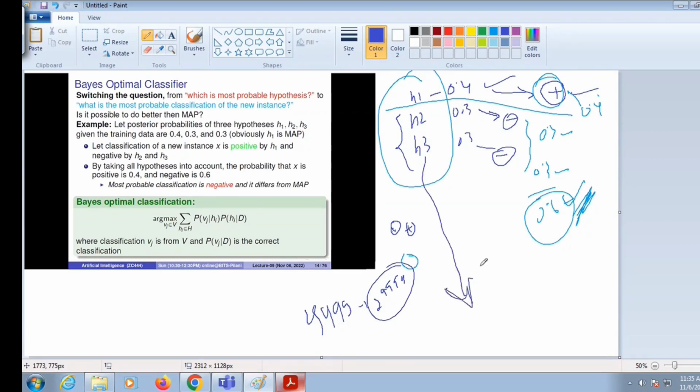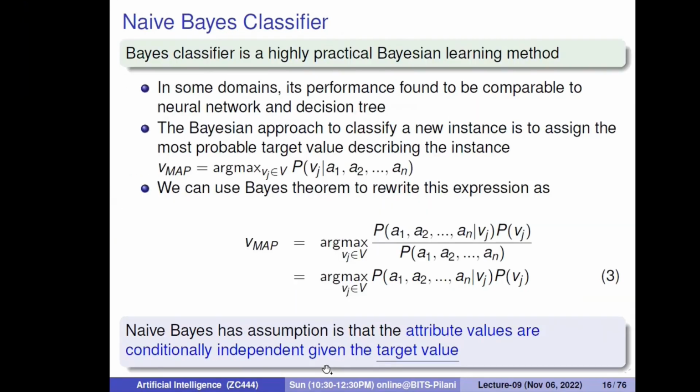If this list becomes very large, how can I come up with these probabilities? It becomes completely impossible for us to go ahead. So this is the biggest problem with this Bayes optimal classifier. That's why we cannot even apply this in practical scenarios. Then comes another solution that is called the naive Bayes classifier.